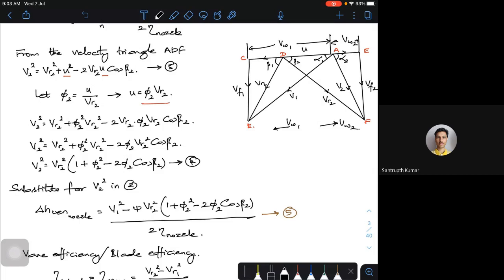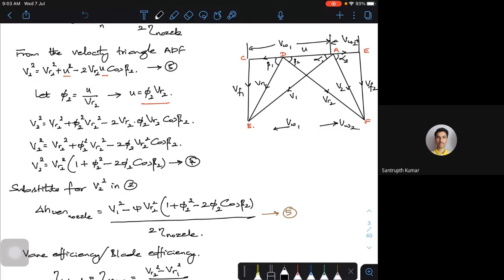Now, I am going to consider the exit velocity triangle ADF, and I want to apply the cosine rule. I want the expression in terms of cos beta 2. So using the cosine rule, the expression is V2 square is equal to VR2 square plus U square minus 2 VR2 into U into cos beta 2. I am calling that equation number 5.